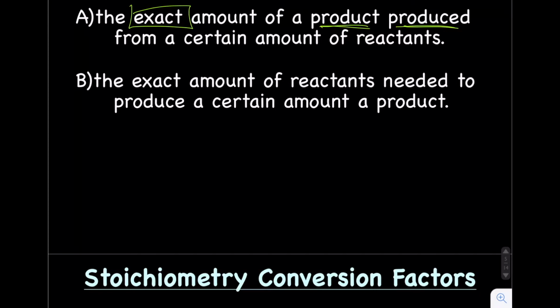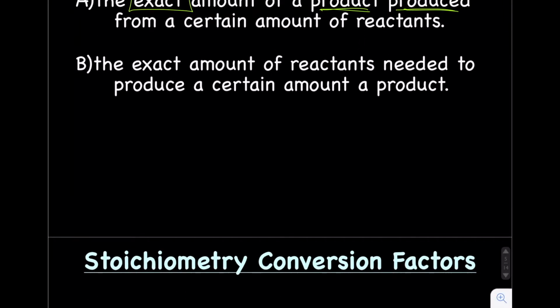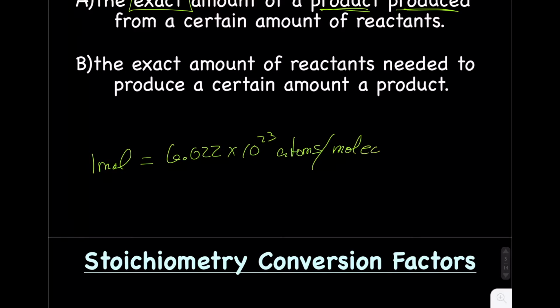So first, stoichiometry conversion factors. Hopefully you remember when we did mole conversions, we had the conversion factors or the equalities. 1 mole equals 6.022 times 10 to the 23rd atoms or molecules, or actually anything. And 1 mole of something equals the molar mass of something. Right? Those were the conversion factors. Well, we're going to learn a few new conversion factors for this unit.